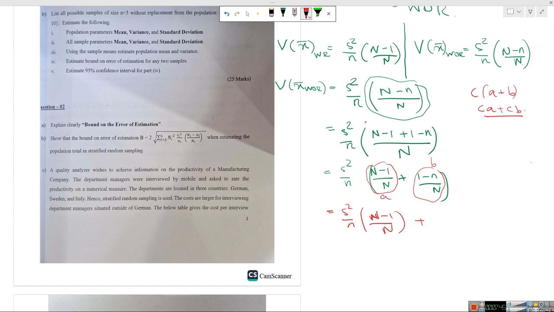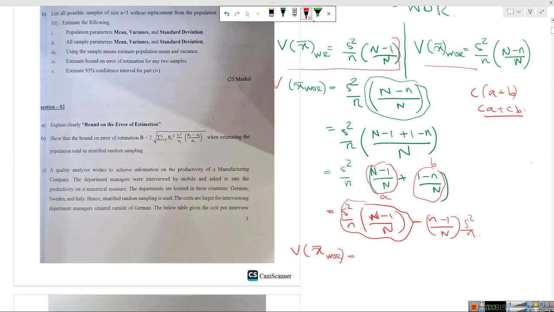now I'm just taking minus out from this so that I can compare easily. So I'm just writing this as minus n minus 1 divided by n, s squared divided by n. Now this is variance of x bar, so I should have written variance, right? So variance of x bar without replacement. This is nothing but the equation for with replacement, right? This equation is with replacement.